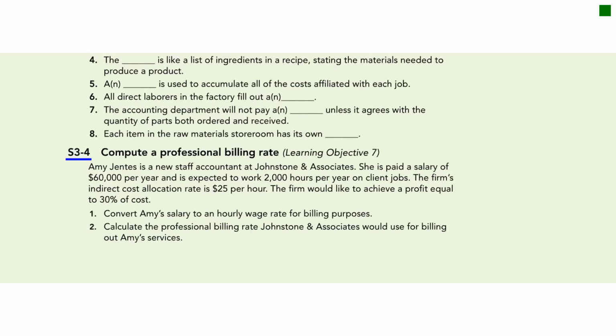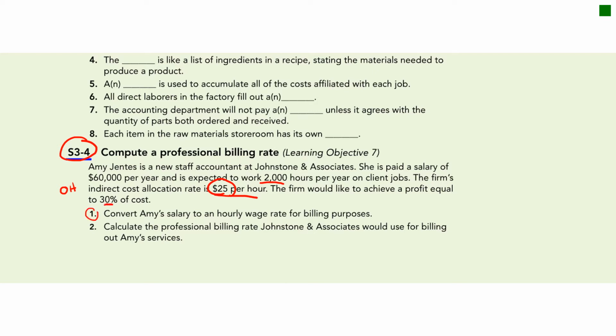Okay, so for this illustration, we're going to be looking at short exercise 3-4, where it says to compute a professional billing rate. So it says Amy Gentes is a new staff accountant at Johnson Associates. She is paid a salary of $60,000 per year and is expected to work 2,000 hours per year on the client's jobs. The firm's indirect cost, so this is the overhead, the indirect cost allocation rate is $25 per hour. They would like to achieve a profit equal to 30% of its cost.